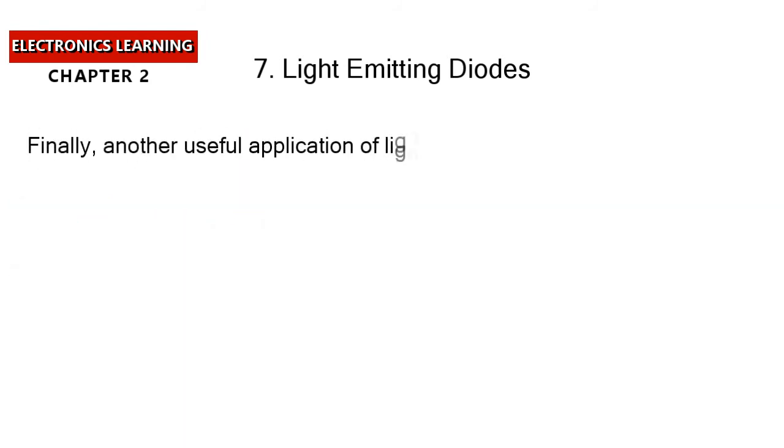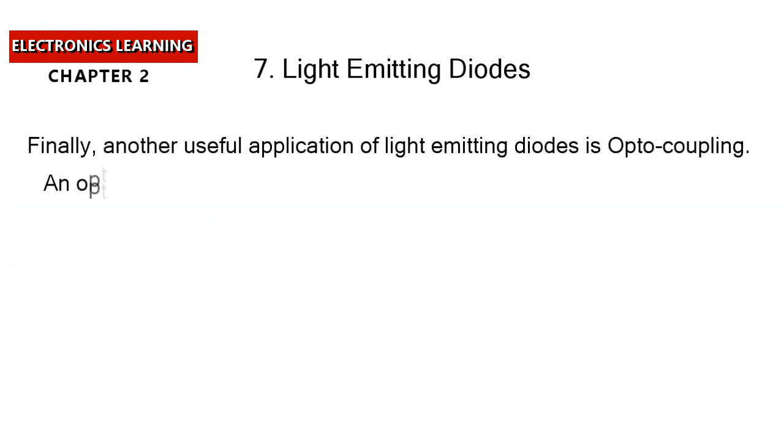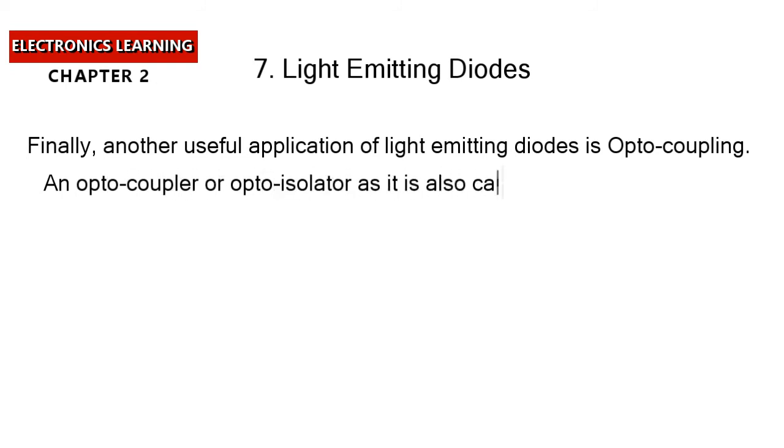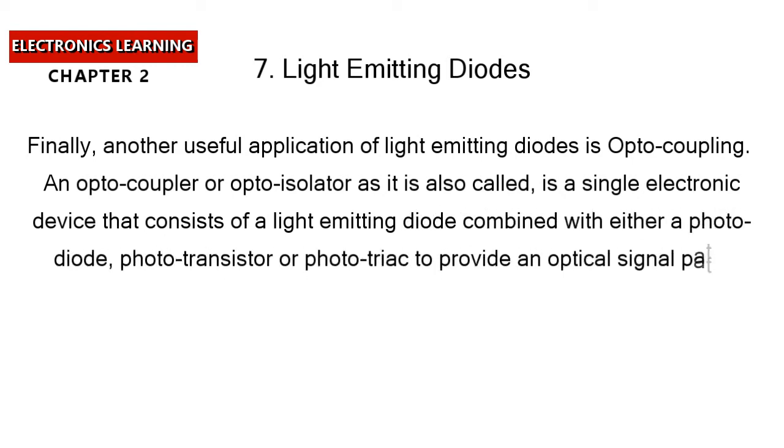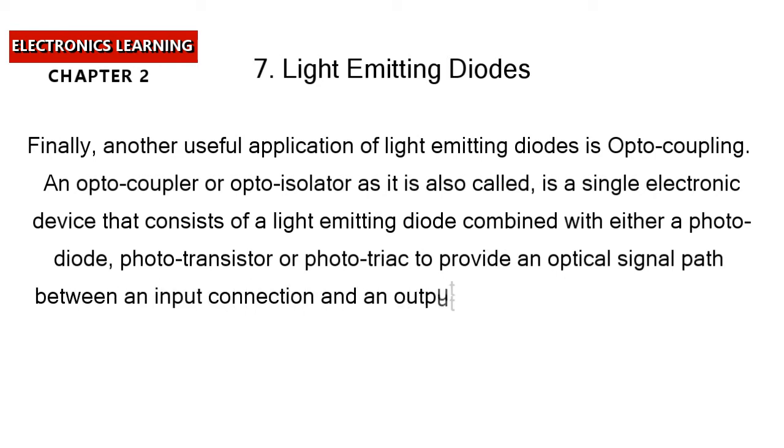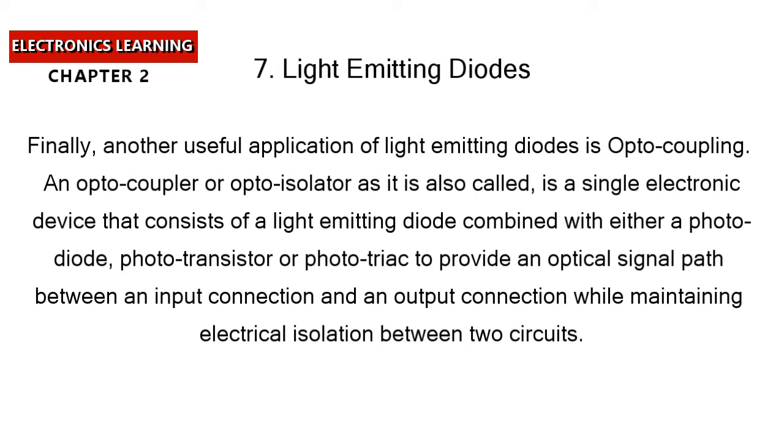Finally, another useful application of light-emitting diodes is optocoupling. An optocoupler, or optoisolator as it is also called, is a single electronic device that consists of a light-emitting diode combined with either a photodiode, phototransistor or phototriac to provide an optical signal path between an input connection and an output connection while maintaining electrical isolation between two circuits.